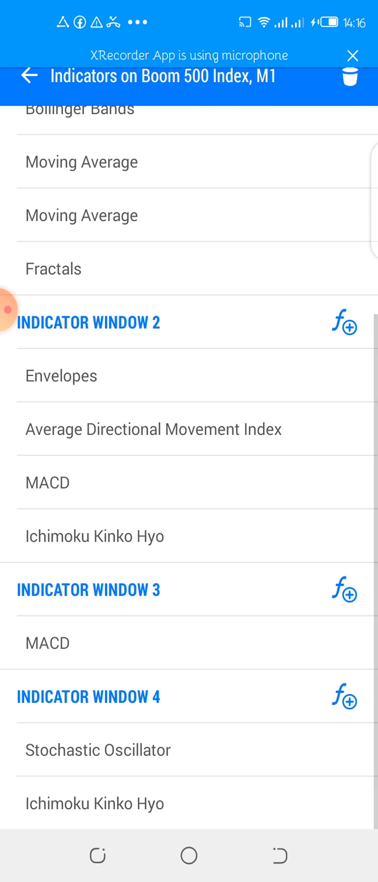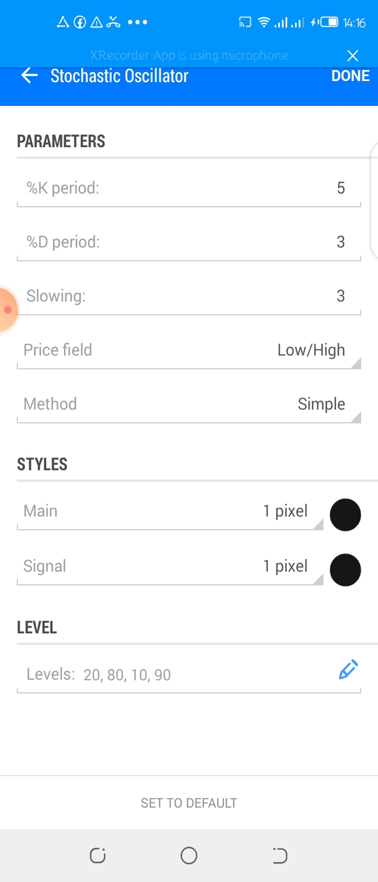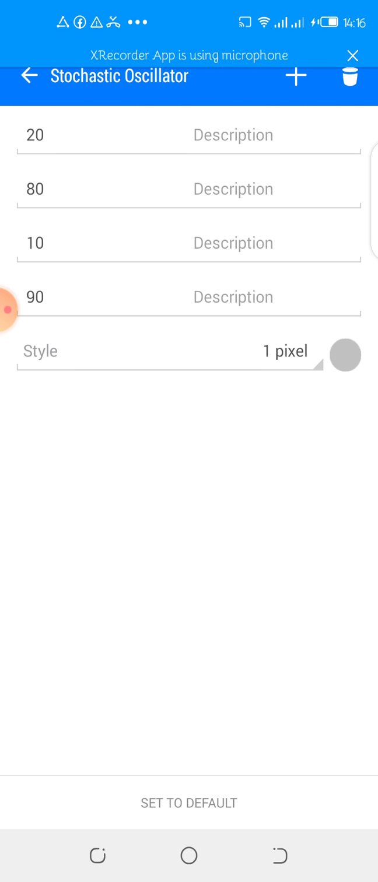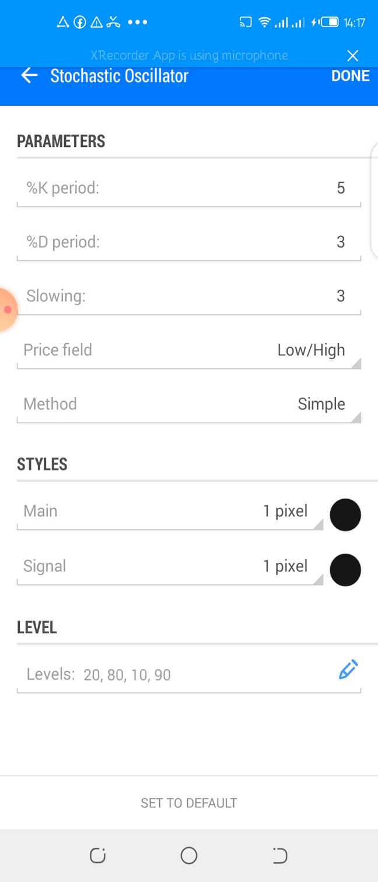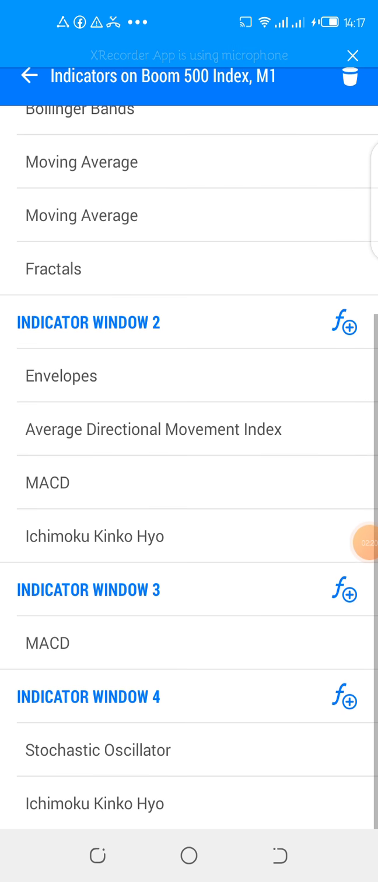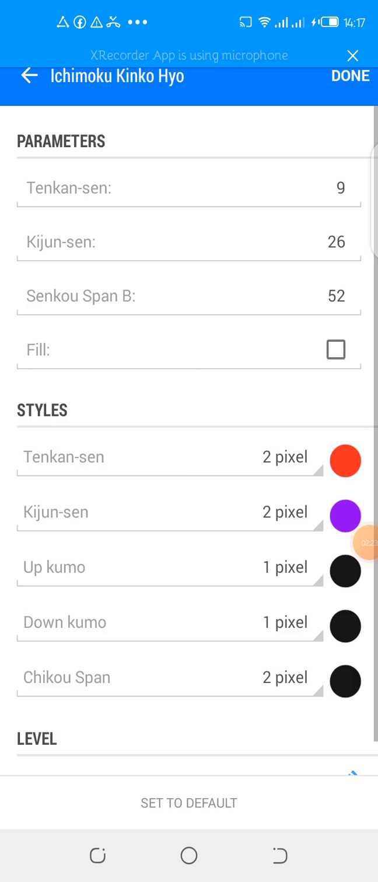And then we have a stochastic oscillator on our third window, also at default, but make sure you put the background colors to be black, and then check the levels very clearly. We have 20, 80, 90, 10. Those are the levels for the stochastic. We do not want our stochastic to show, so this is why we are putting the colors to be the same as the background. And then on the stochastic, you just come and add your Ichimoku.